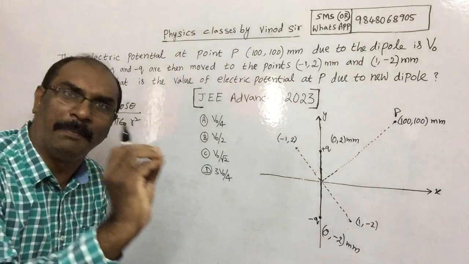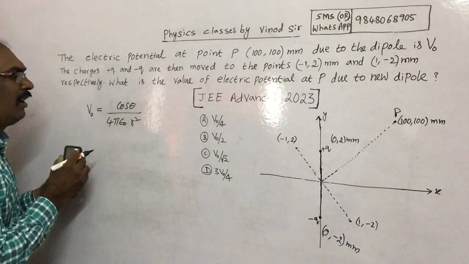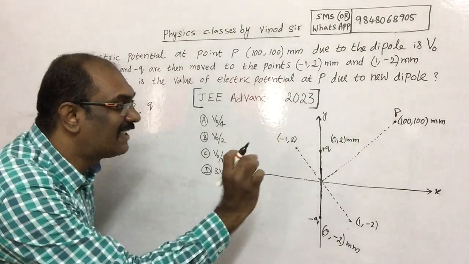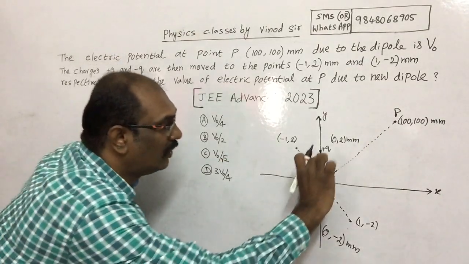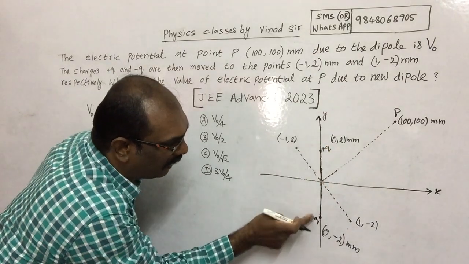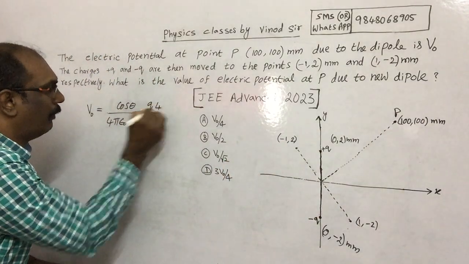So I am replacing P. I can write in the place of P, one of the charge Q multiplied with the distance between the two charges. So this is 2 mm and this is 2 mm. From here to here, totally 4 mm. So I can write 4 mm.